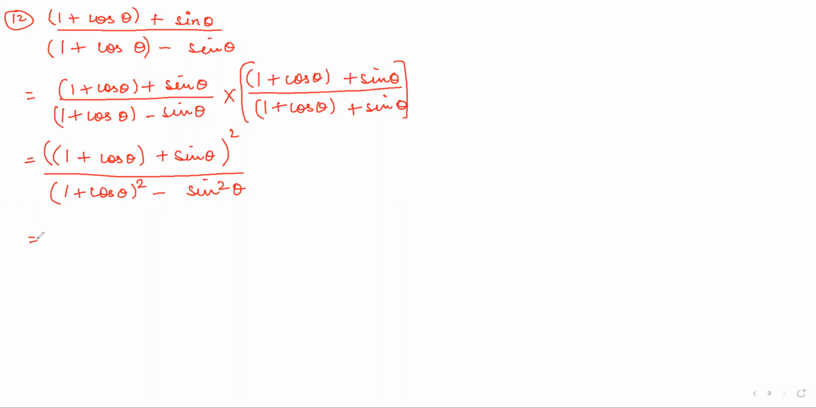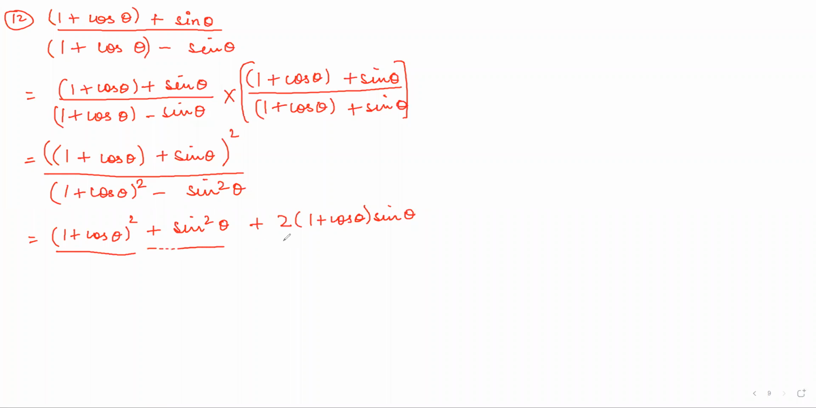Now open the bracket of the numerator. So it is again a plus b whole square. That means a square plus b square plus 2ab. Clear? So I'll get (1 plus cos theta) whole square plus sine square theta plus 2ab. That means 2 into (1 plus cos theta) into sine theta.